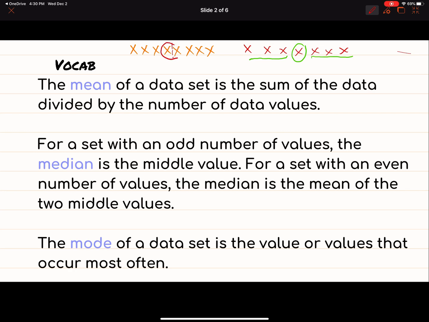So what I would have to do is add these two values together, again listed from least to greatest, and then divide them by 2. So I'm taking the mean of the two middle values.